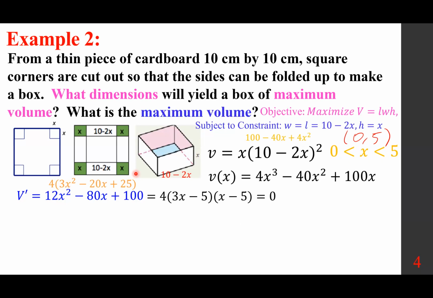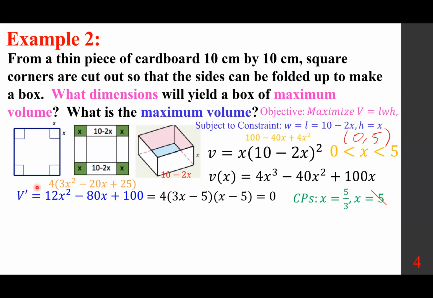When we set this equal to 0, this will give us x equals 5/3. This will give us x equals 5. And of course, we said 5 is out because if you choose a number like 5, you're cutting it in half. Doesn't create any box. We can do the first or second derivative test. The second derivative test is easier.